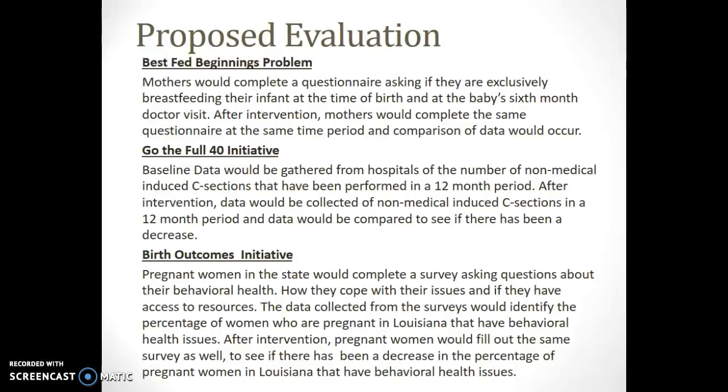For the Birth Outcomes Initiative, pregnant women in the state would complete a survey asking questions about their behavioral health, how they cope with their issues, and if they have access to resources. The data collected from the surveys would identify the percentage of pregnant women in Louisiana who have behavioral issues. After intervention, pregnant women would fill out the same survey to see if there has been a decrease in that percentage.